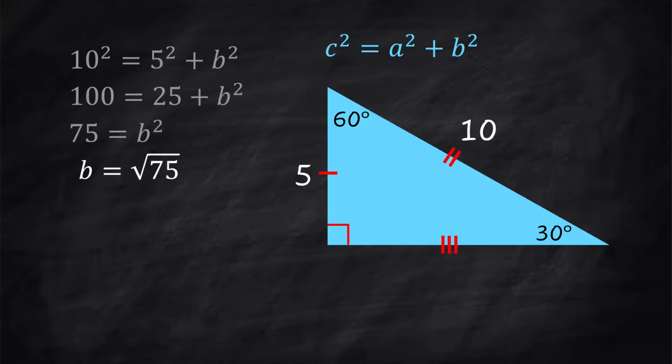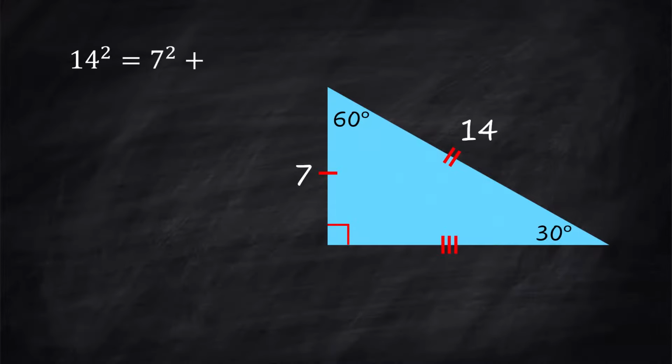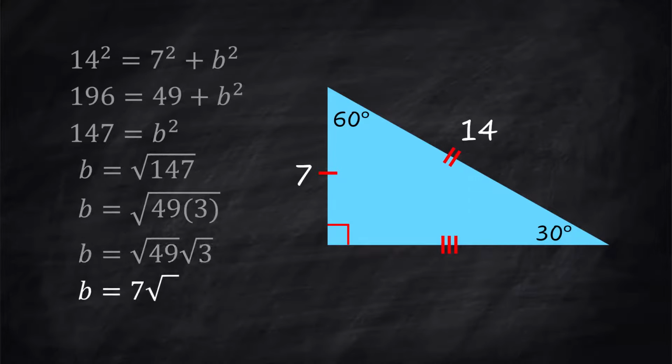And b turns out to be the square root of 75. Let's simplify that radical. There it is, 5 times the square root of 3. Well, that 5 is someplace else in the triangle, right? It's the short side. Let's see if that happens again. This time the short side is 7, and the hypotenuse then would be 14. Let's run through the Pythagorean theorem and the simplification real quick. There it is, 7 times the square root of 3, so the short side times the square root of 3.